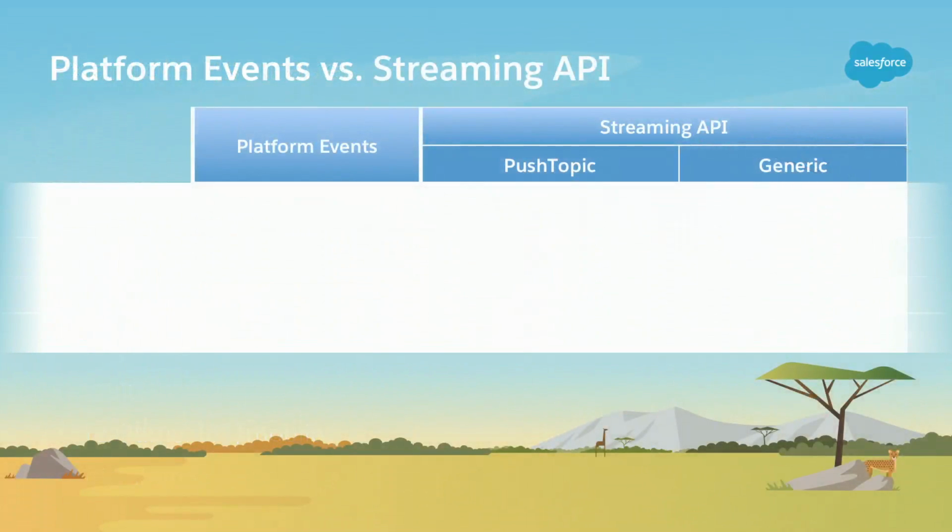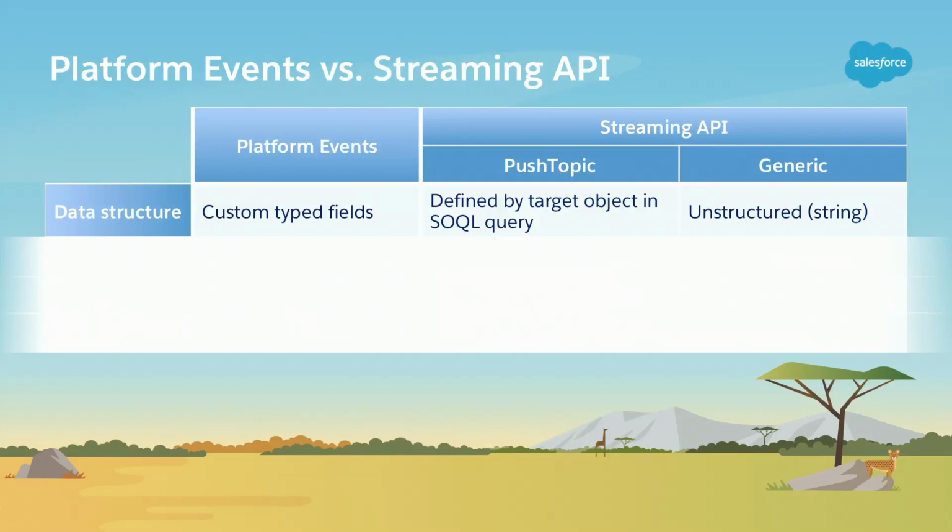That being said, I'm going to go now into the details about how platform events are different from the streaming API. So for those of you who haven't used the streaming APIs, I need to clarify a bit. There are actually two streaming APIs that you can use. They are push topics and generic topics. These behave a bit differently, but I will cover the differences. First, I'm going to look at this from the data structure point of view.